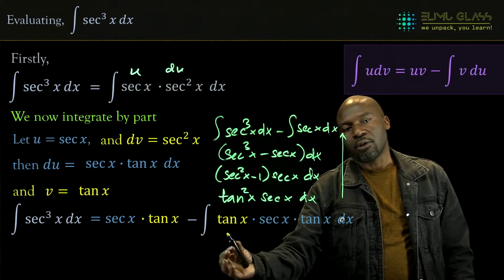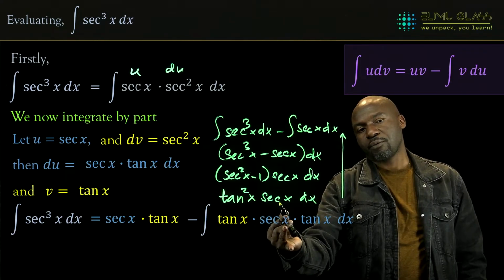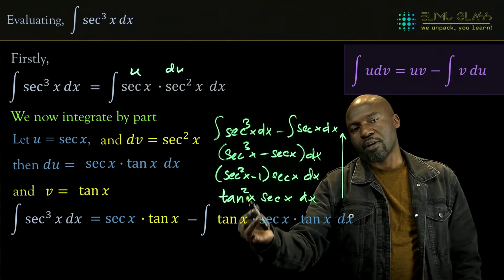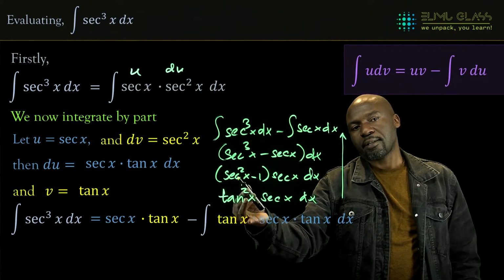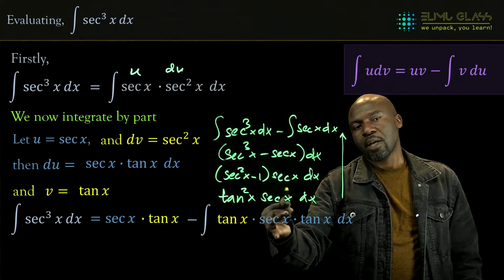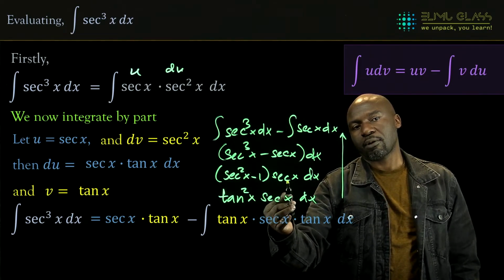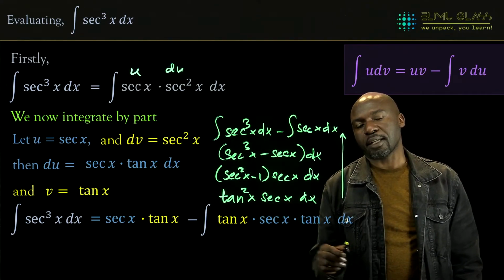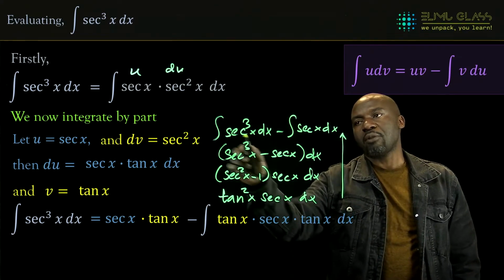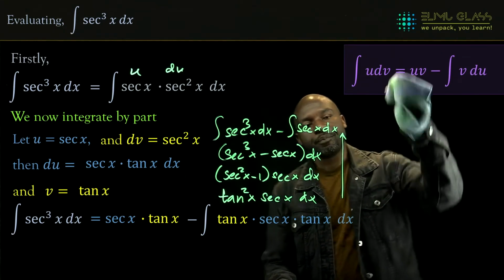All right, so this expression simplifies to tan squared of x sec x. Tan squared of x, from the Pythagorean identity, is sec squared minus 1. If I open that bracket, I get sec cubed of x minus sec of x dx, which I can split up like that. And so this integral can now be expressed like this. Let's just put that neatly.